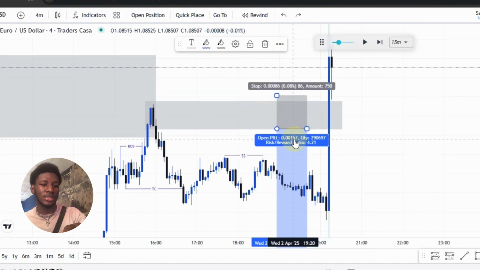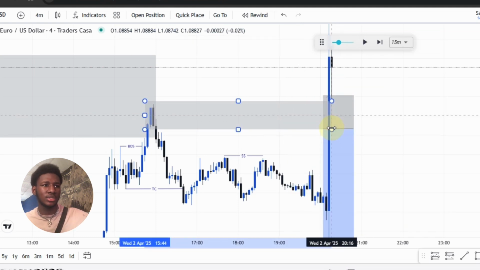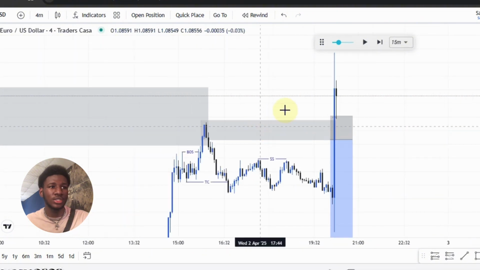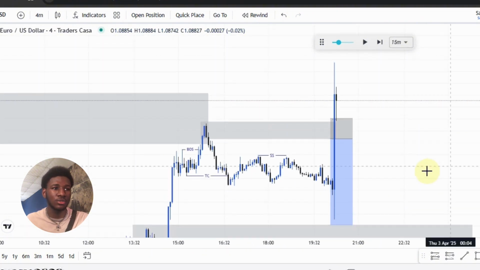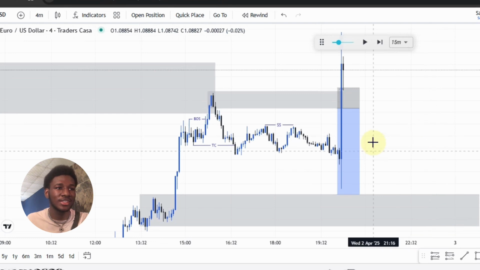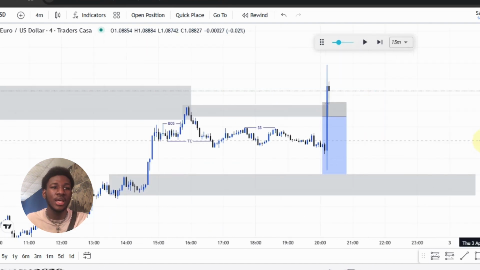I think there was a high impact news that happened, and I forgot to delete my limit orders on this trade before the news happened. I don't think I was active on the chart. So when I remembered that there was news, I came back to the chart and saw that, yeah, I was stopped out.